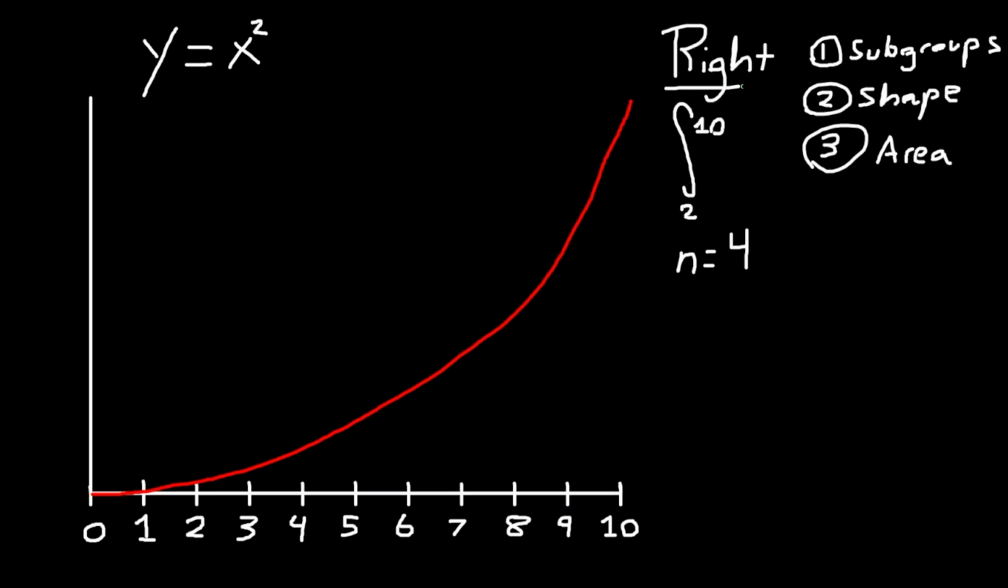Next, we're going to do a right Riemann sum. And a right Riemann sum follows the exact same steps as a left Riemann sum, except for the second step, which is only slightly different than before. So we're still going to divide it into subgroups and calculate the area, but the shapes we make are just going to be a little different.